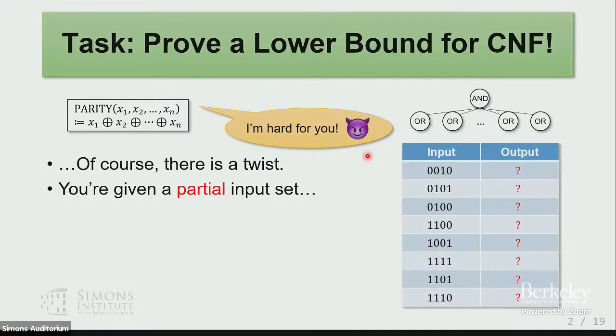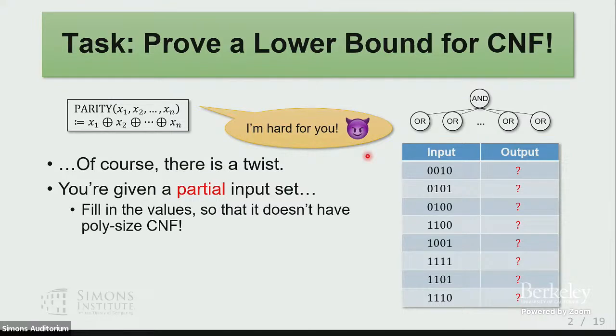So here is the question. I have a table where on the left-hand side I have some inputs, and on the right-hand side I have question marks. I want to replace each question mark by a bit 0 or 1, such that what I get is a partial function that is hard for CNF circuits. If this doesn't make sense, my next slide has a slightly more formal definition.